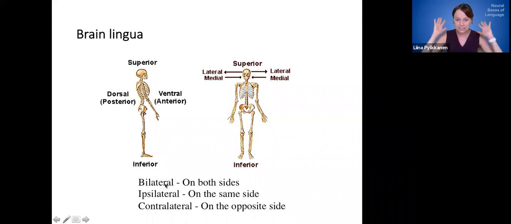Finally, if activity happens on both sides of the brain, we call it bilateral. If it's on the same side of the brain as something else, let's say on the same side as the relevant sensory organ, then it would be ipsilateral. Contralateral refers to the opposite side of the brain. So for example, if I'm delivering an auditory stimulus to the right ear and I'm interested in the response of the left hemisphere to that stimulus, then I would be talking about the contralateral response to that auditory stimulus.